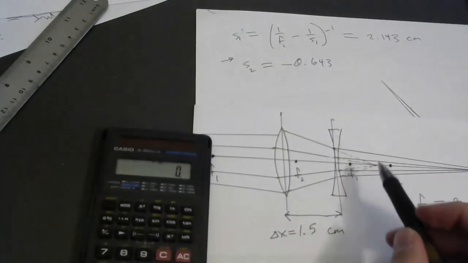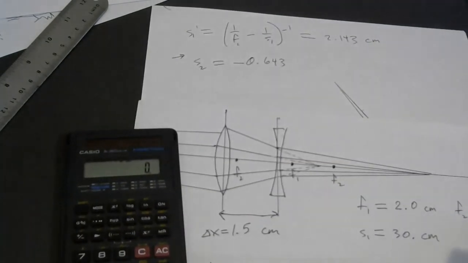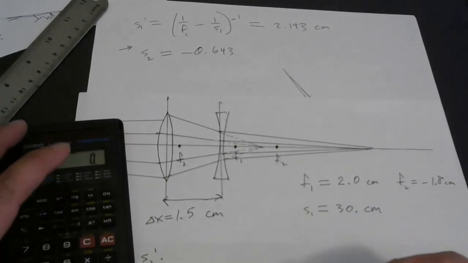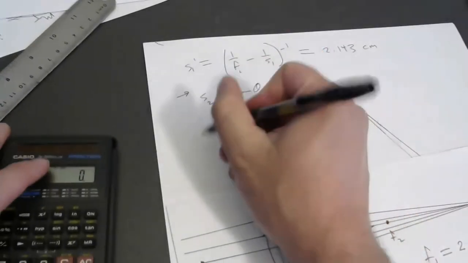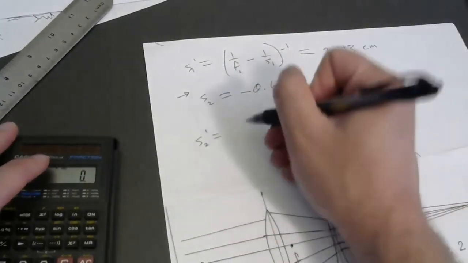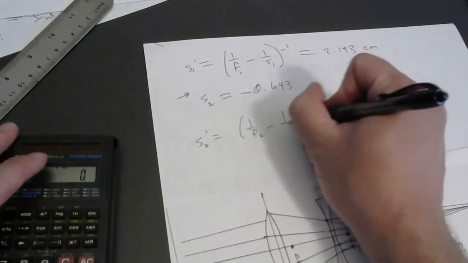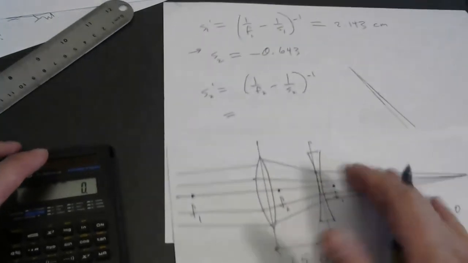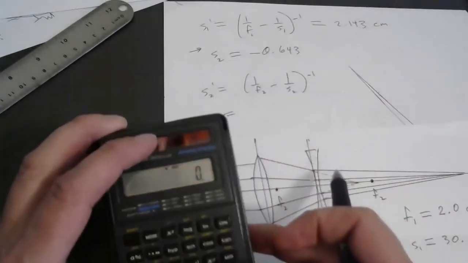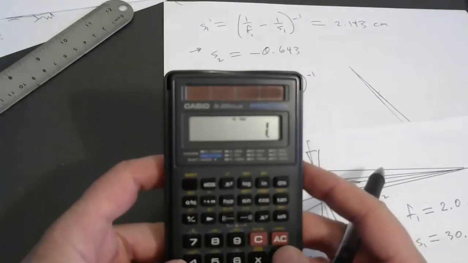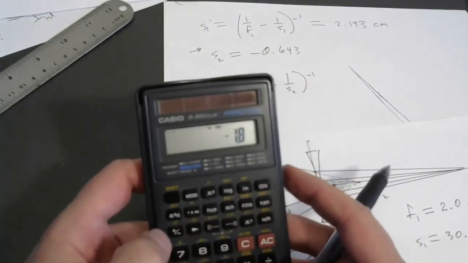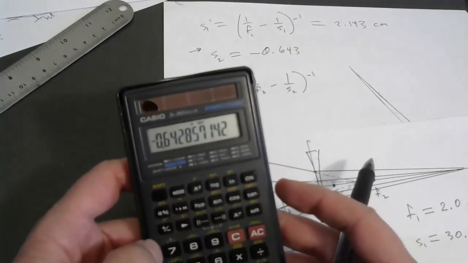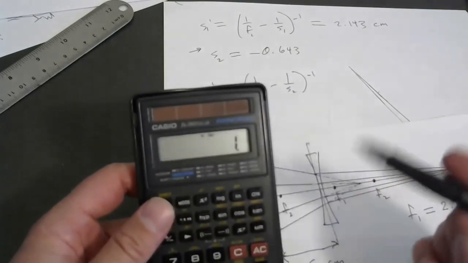Now that we know the object distance for the diverging lens, and we know its focal length, I chose the focal length to be slightly less in magnitude than that for the converging lens. Let's use the thin lens equation again to find the image distance. So 1 over focal length 2 minus 1 over object distance 2. Take the reciprocal of that. Here's where you have to be careful. This is a negative focal length. Okay. 1 divided by negative 1.8 minus 1 divided by the number that I stored in memory, equals, interesting, came out to 1.